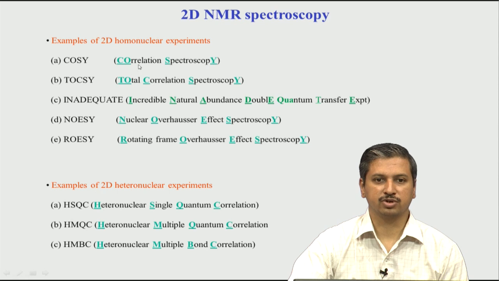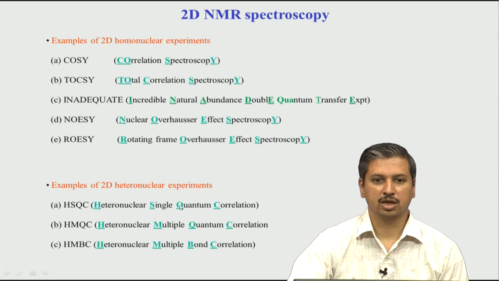The word COSY comes from correlation spectroscopy. TOCSY comes from total correlation spectroscopy. We will see this as we go along. You can see there are many interesting acronyms, and these have basically become the jargon in NMR. And similarly here we use the word HSQC, which stands for heteronuclear single quantum correlation.